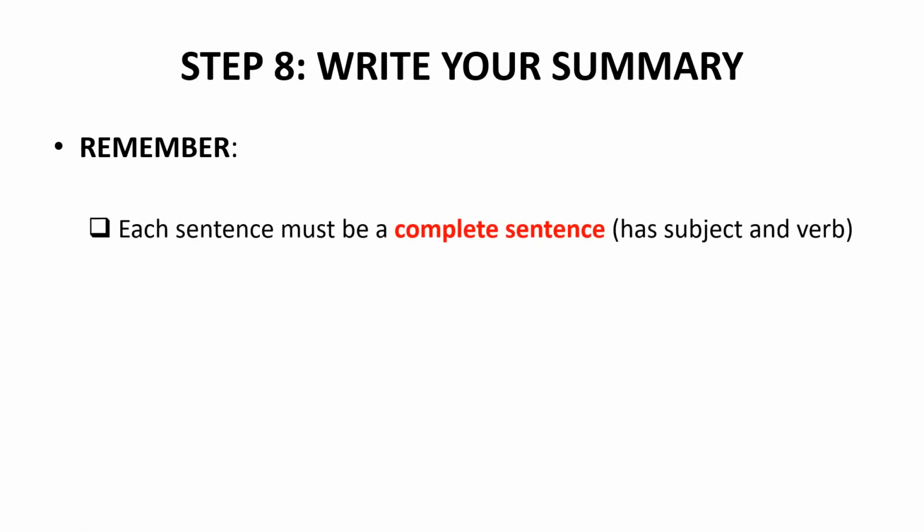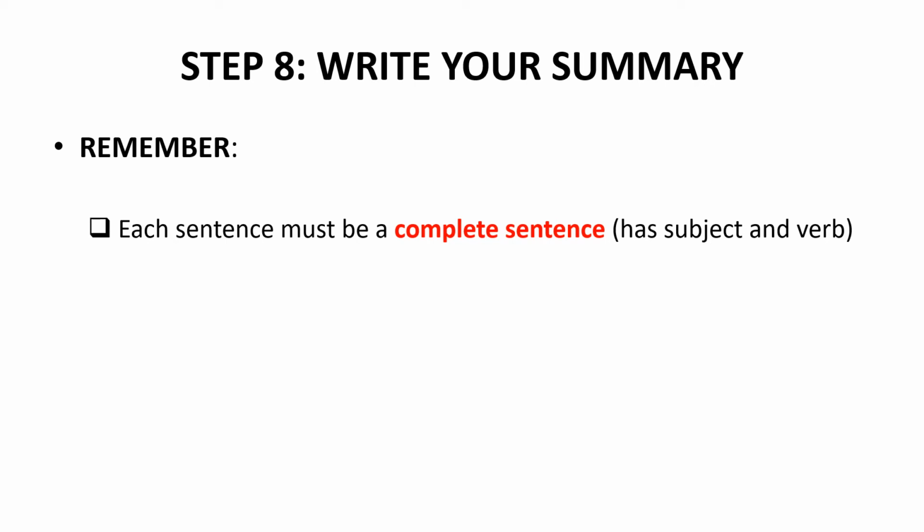When writing your summary, you must remember two important things. The first one is each sentence must be a complete sentence. What is a complete sentence in English? The sentence must have a subject and verb. If your sentence starts only with a verb, then that sentence is incomplete and your content point is not awarded any mark. So you must always write a complete sentence.